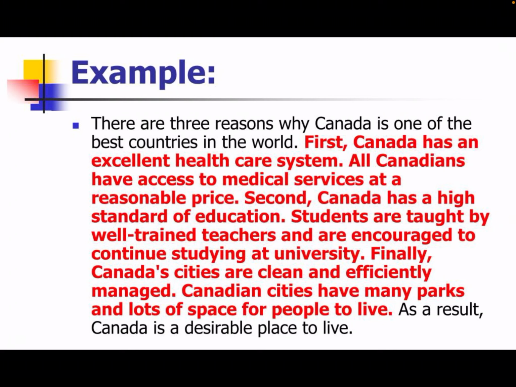So here, if you look at the first sentence that I wrote for you, there are 3 reasons why Canada is one of the best countries in the world. I gave the reasons, and as a result, and we have first, and we have second, we have finally. If you notice, these are linking words. And linking words is what we studied in the previous video. So do you see how all the grammar comes together?